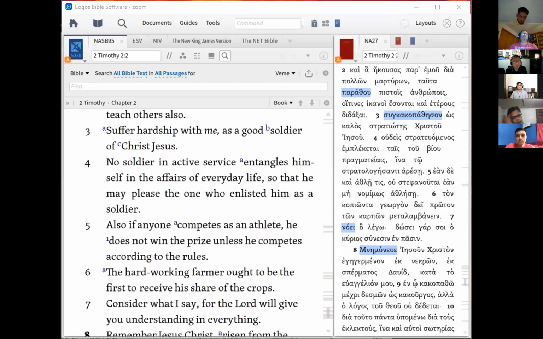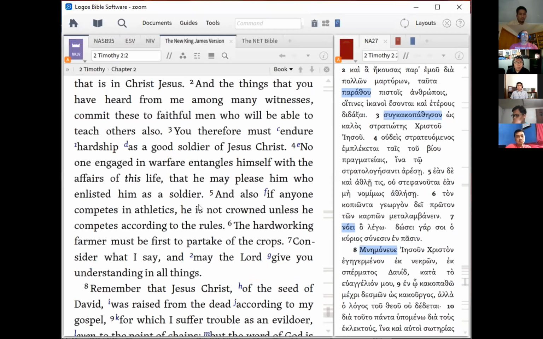All right, now you should see my Logos app. Let's go to the New King James. Do you see it there? That's how the New King James does it. And that's probably the closest to how I would see that with those three conjunctions.